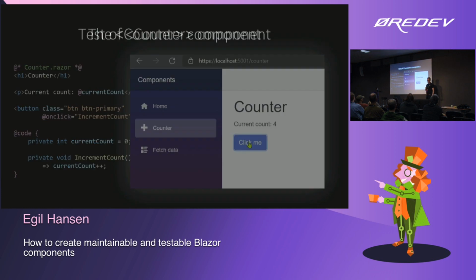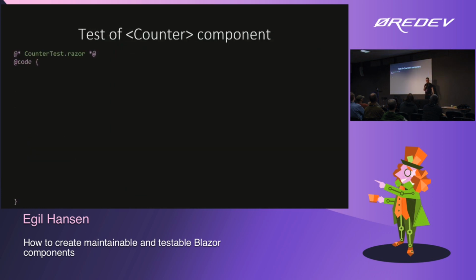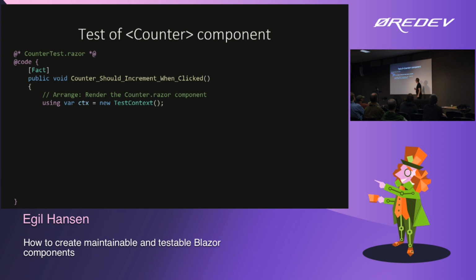So how can we write a test for that? First, let's create a CounterTest.razor component file, and in the code section, we can create a test, an xUnit fact called CounterShouldIncrementWhenClicked. The first thing we need in here is a test context. Test context is the bUnit thing that allows us to render a component. When we have that, we can render our counter component, and out of that we get a rendered fragment.